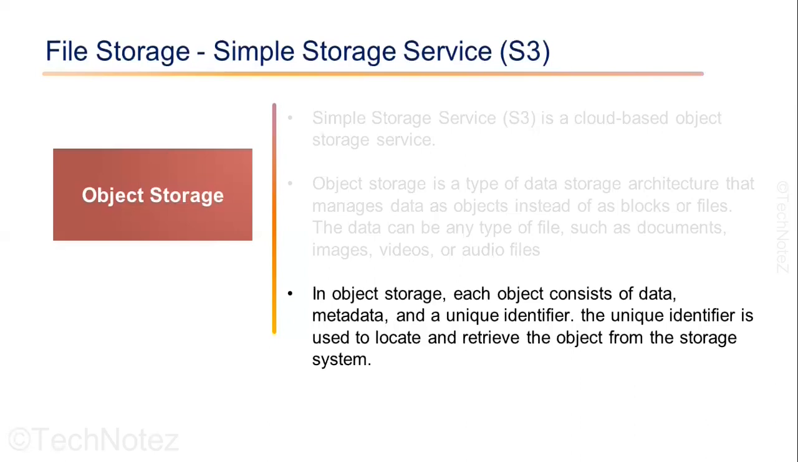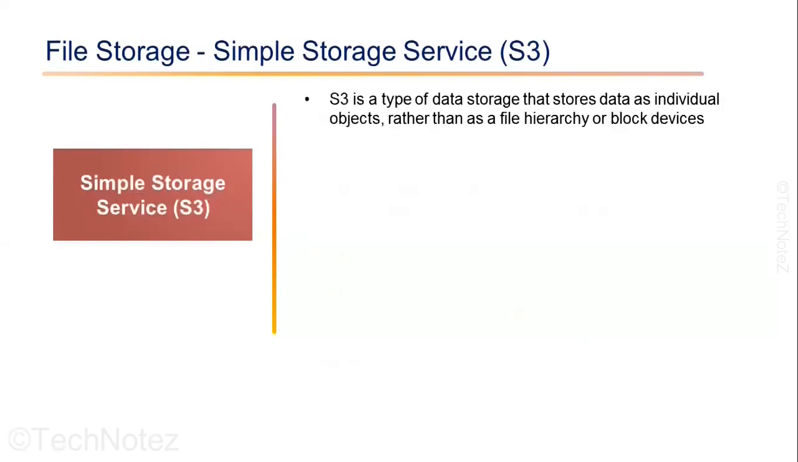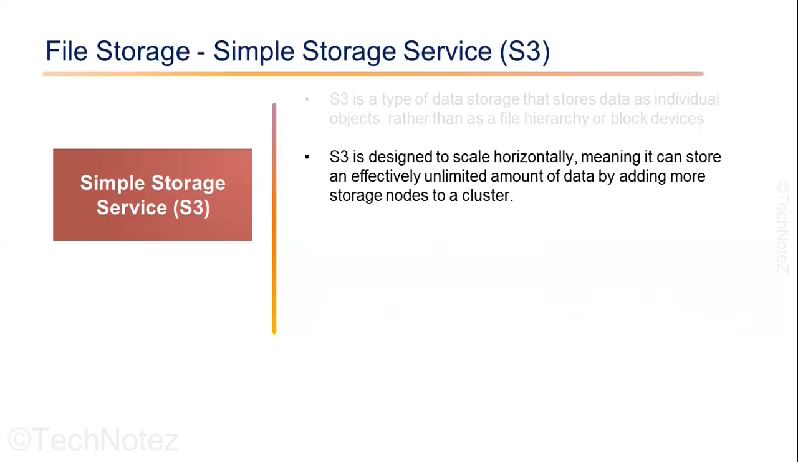Object storage is highly scalable and designed to handle massive amounts of unstructured data. Object storage in Amazon S3 is a type of data storage that stores data as individual objects rather than as a file hierarchy or block device. Each object is identified by a unique key and can contain data, metadata, and various access control information. The objects are stored in a flat namespace, meaning that there is no hierarchical relationship between objects, unlike a traditional file system. Object storage in S3 is designed to scale horizontally, meaning that it can store an effectively unlimited amount of data by adding more storage nodes to a cluster. This makes it well suited for storing large amounts of unstructured data such as photos, videos, and backups.